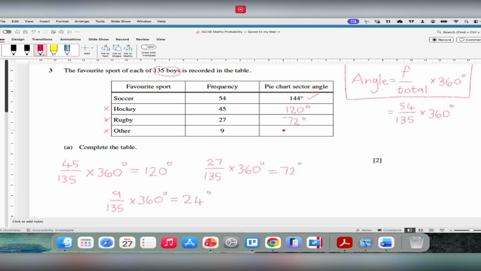Now, you can actually test your answer. You can make sure that you have all the correct answers. So you can add up all of these amounts and they have to add up to 360 degrees. So let's try this. 144 degrees plus 120 degrees plus 72 degrees plus 24 degrees. Let's add all of this together and then we see what we get. 144 plus 120 plus 72 plus 24 gives us 360 degrees. So we know that our answers are all correct.